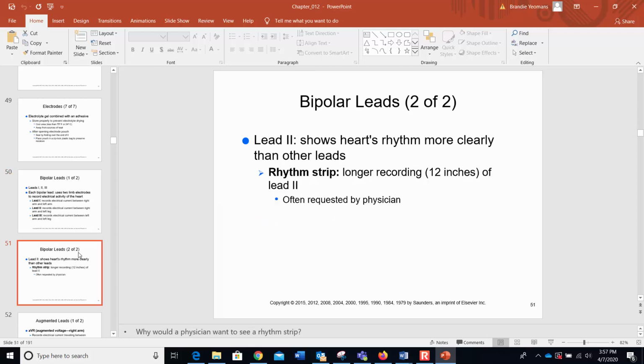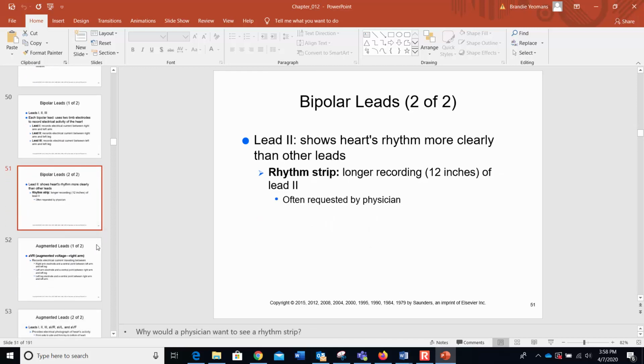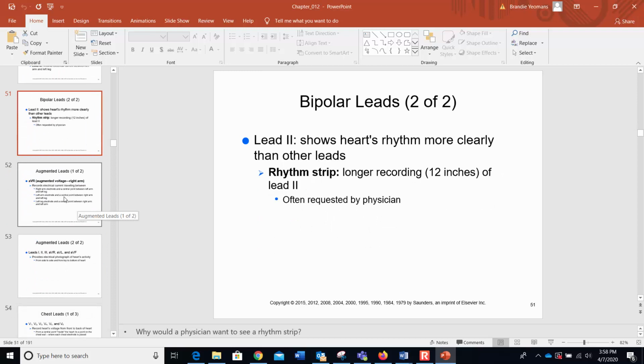Okay. Now looking at lead 2, this is going to be one that you can see more clearly than others. So there's going to be times when your doctor says, hey, I want you to run me a rhythm strip. And it is going to be just recording lead 2. So if you remember back from our previous slide, lead 2 is going to record between the right arm and the left leg. So that's what you're going to be reading if your doctor asks you to give them a rhythm strip.